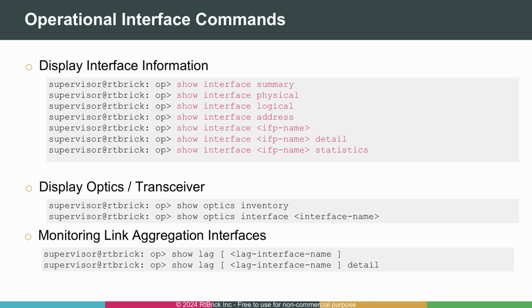To view the transceivers installed in the system, use the show optics inventory command. Detailed information, such as the power level, can be obtained with the show optics interface command. For specific details on a link aggregation interface, use the show lag command.